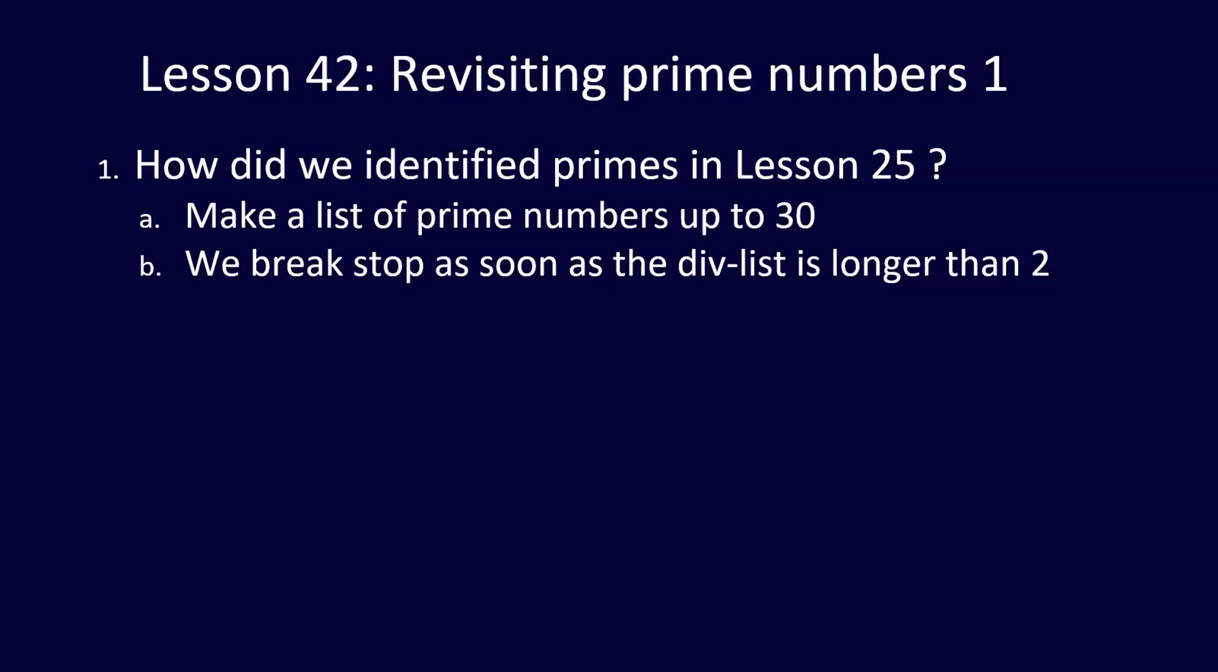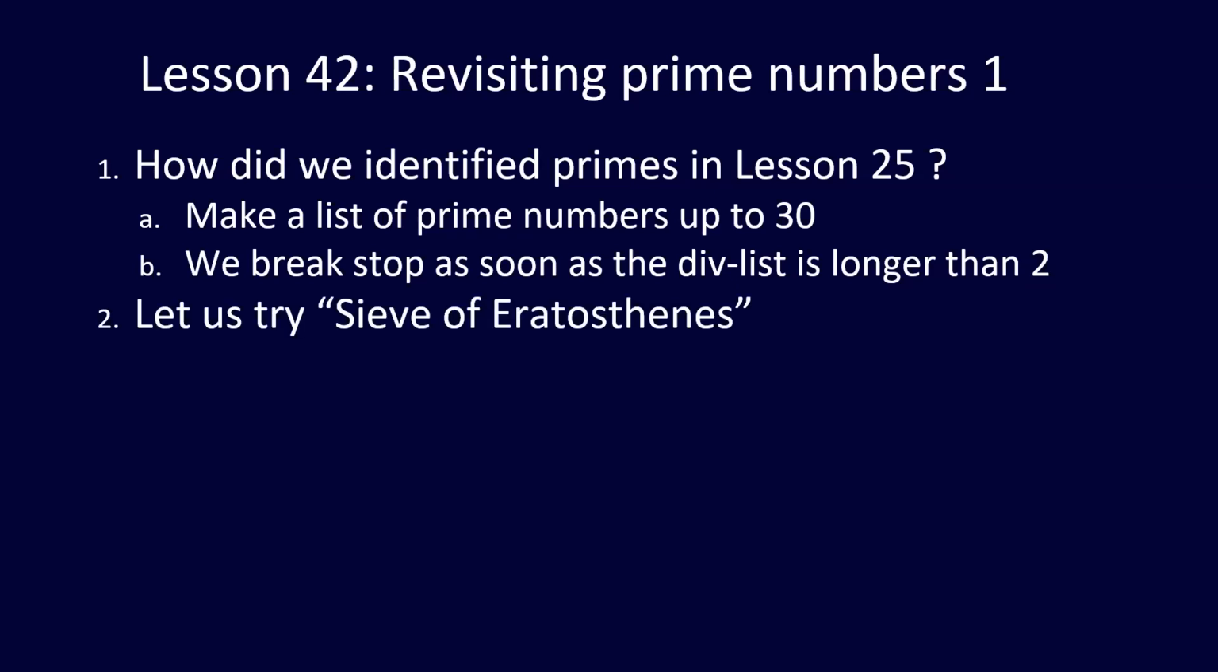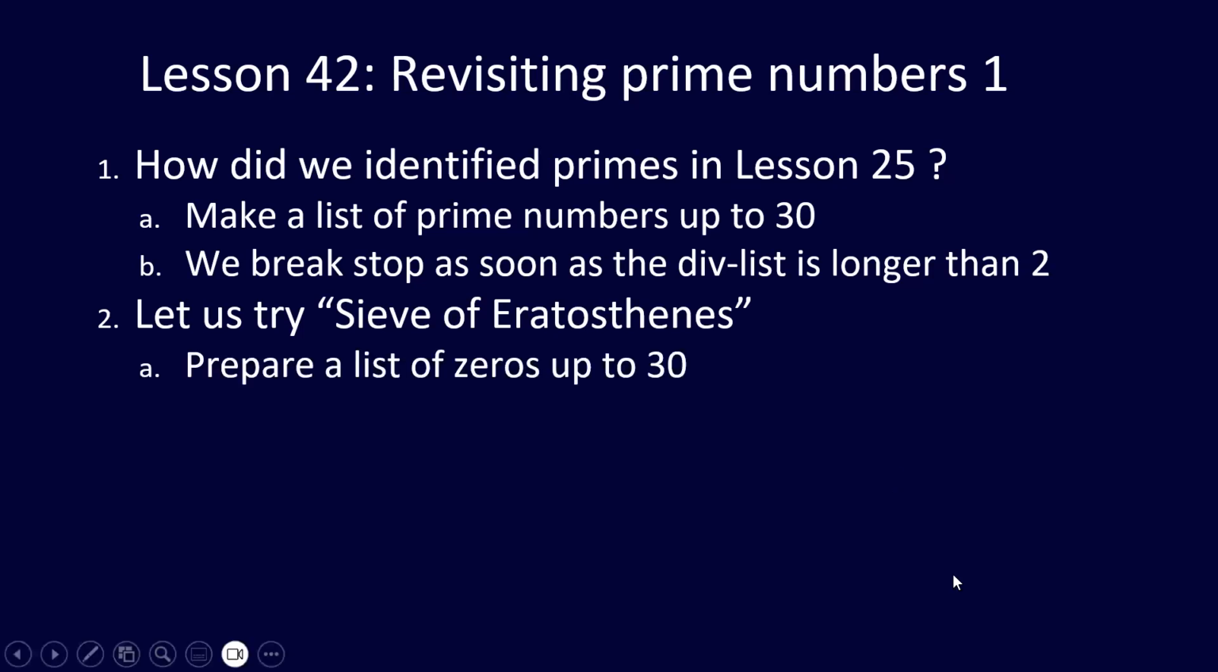Okay, because today we are going to do a faster way to find prime numbers, which is called the Sieve of Eratosthenes. Very difficult pronunciation for me. The Sieve of Eratosthenes, and compare the time just like we did last time. So let's first implement the Sieve of Eratosthenes. So prepare a list of zeros up to 30.